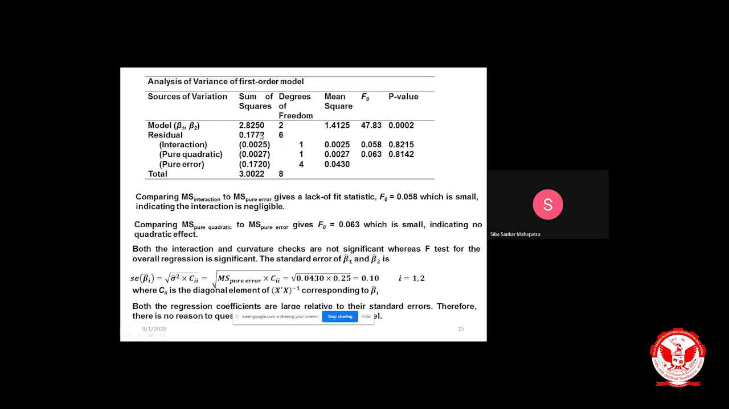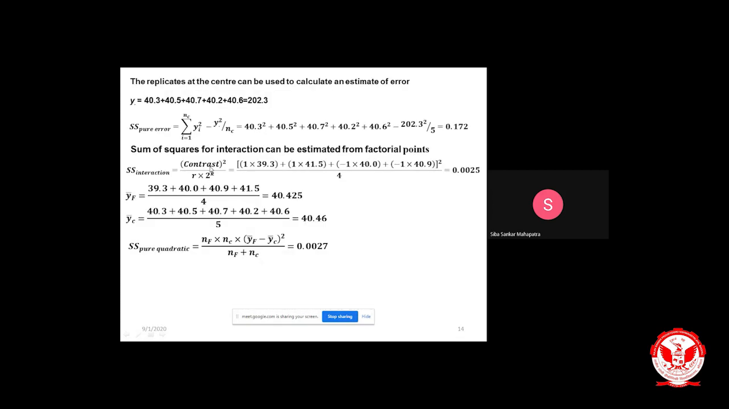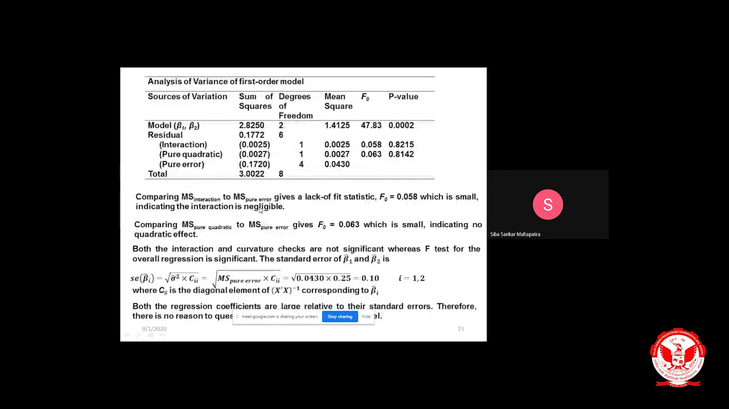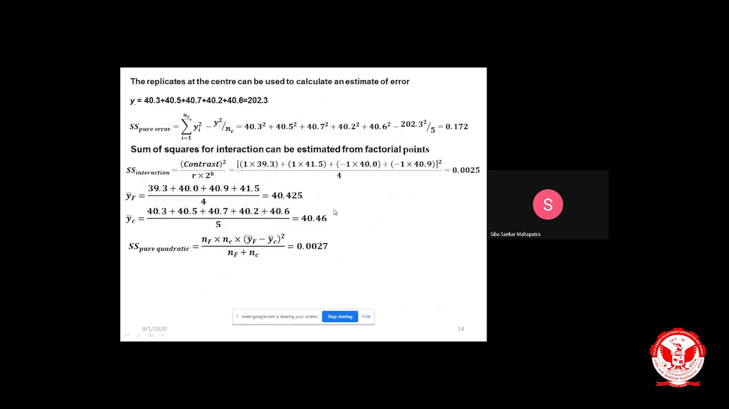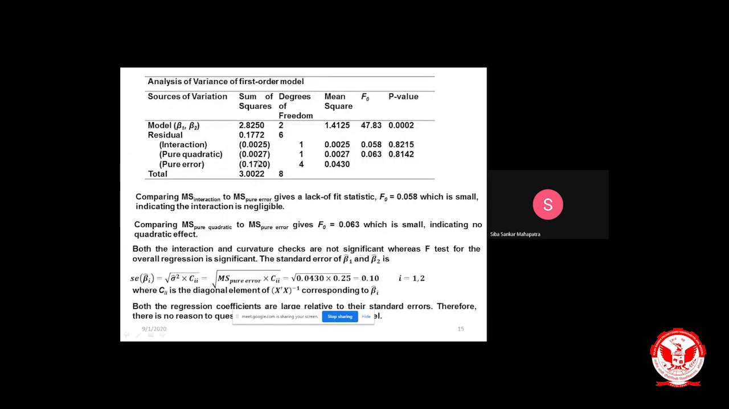Now this residual sum of squares can be divided into 3 parts. One is for the interaction, which we have already calculated as 0.0025. Then for pure quadratic, we have already calculated 0.0027. Then for pure error, we have also calculated 0.172. So this is what we have written here. Now for the interaction, degrees of freedom will be 1. For pure quadratic, degrees of freedom will be 1. And for the pure error, it will be 4.